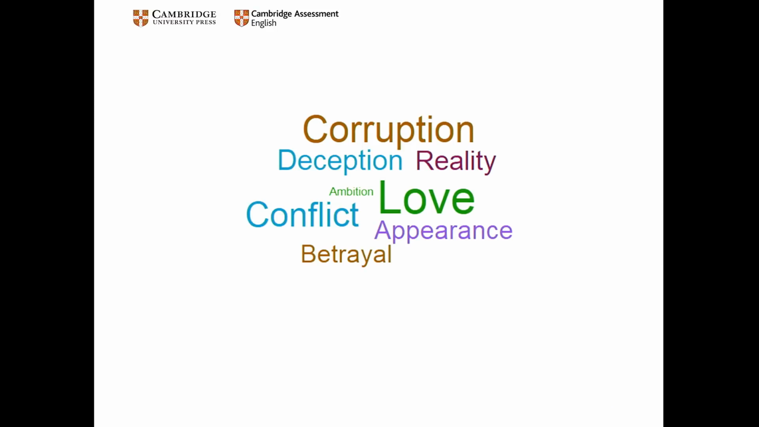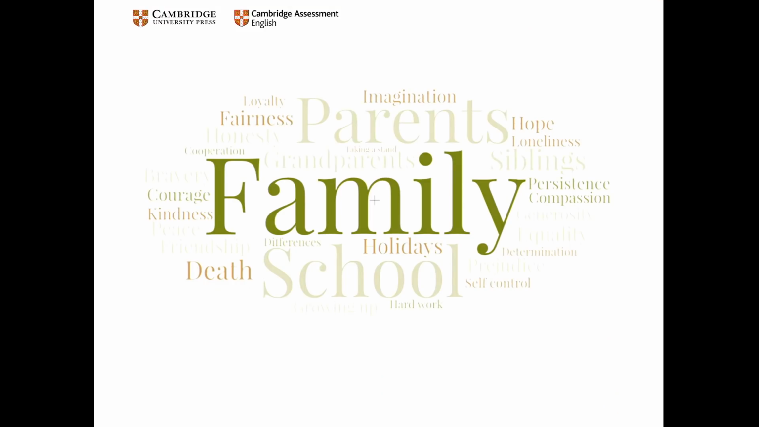So if you think about those themes from Shakespeare, corruption, deception, reality, if we think about storytelling, and particularly storytelling for primary age learners, then let's think about the themes that we use for the stories with those students. Things like parents, family, holidays, school. You recognize these? These are general themes that you would find in a primary age story. So let's move on to think about storytelling in your classroom.